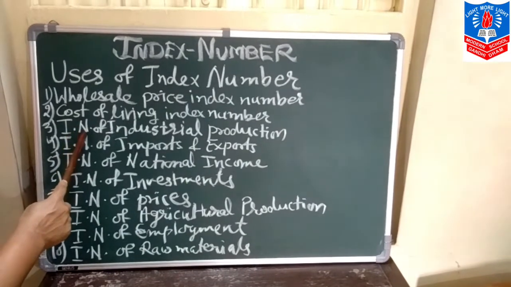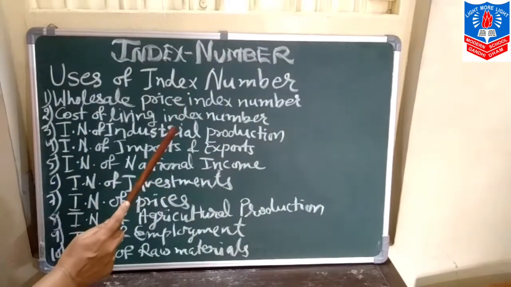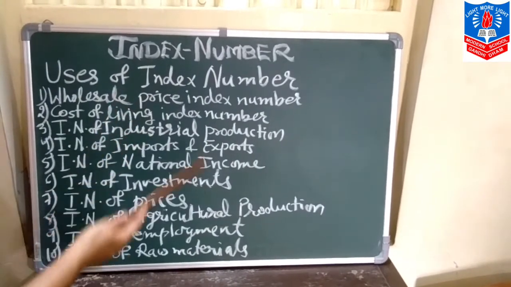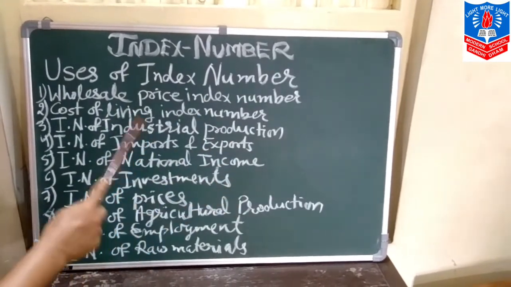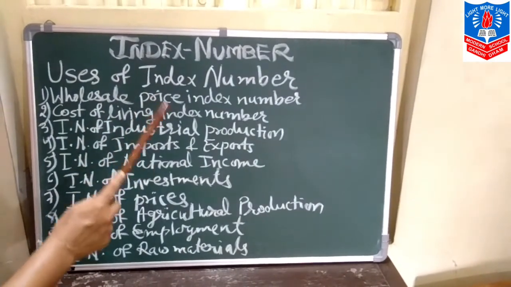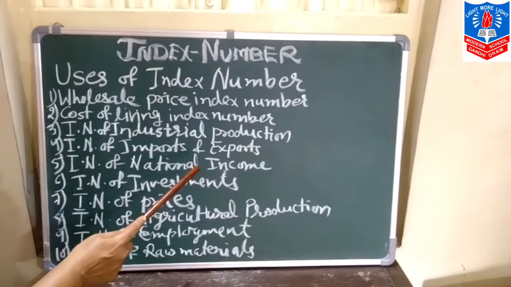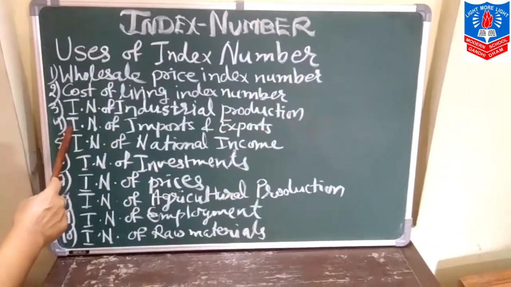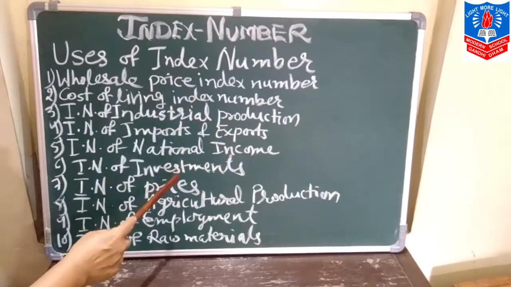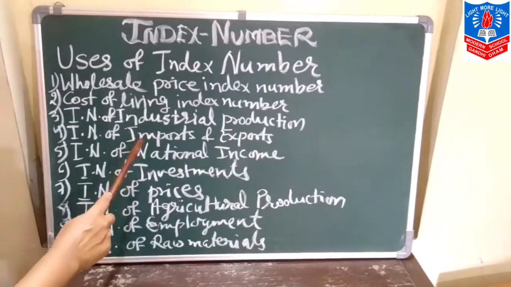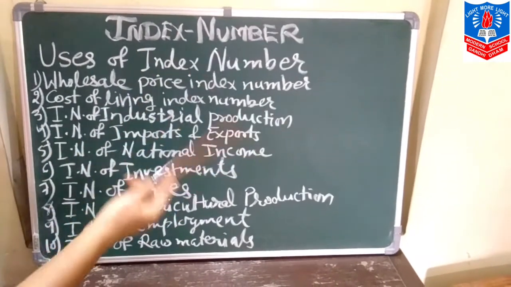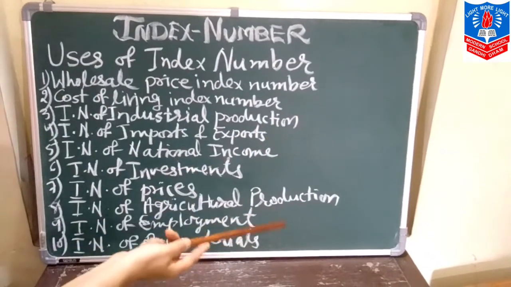Now third is index number of industrial production. This index number measures the relative percentage change in the industrial products. It indicates the industrial progress of a country. Fourth use, that is index number of imports and exports. This index number shows the changes in imports and exports in the current year as compared to some standard year.